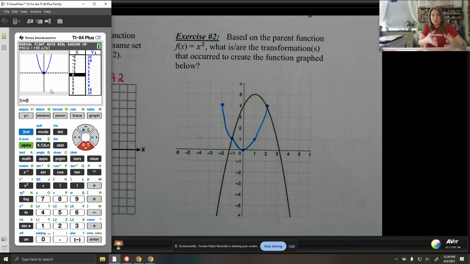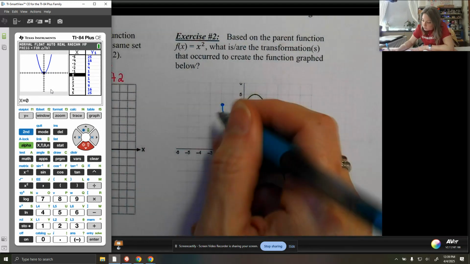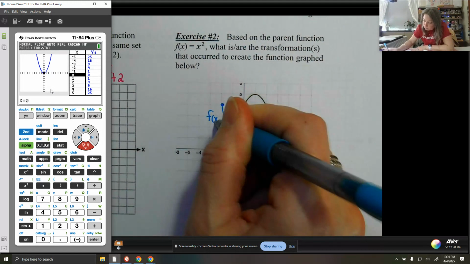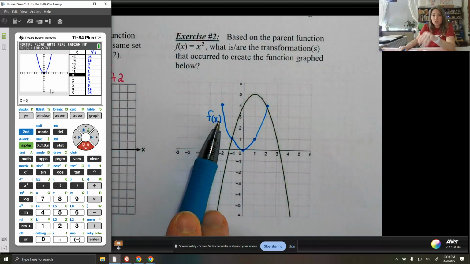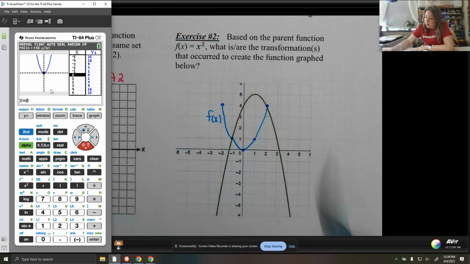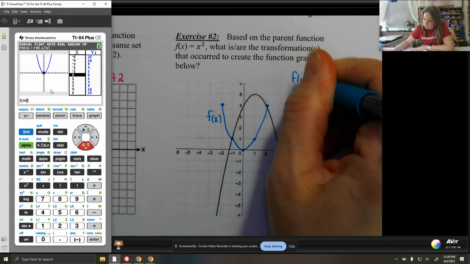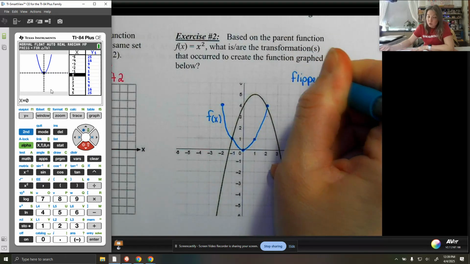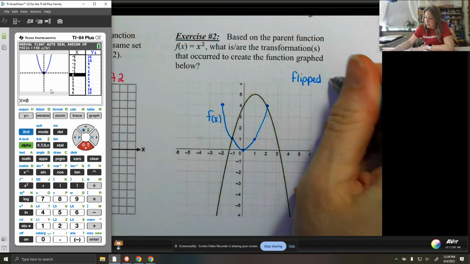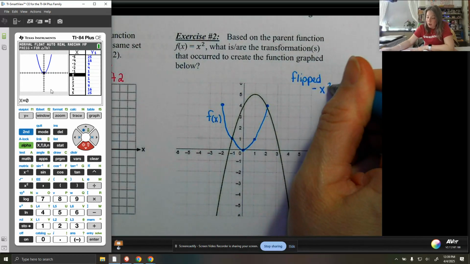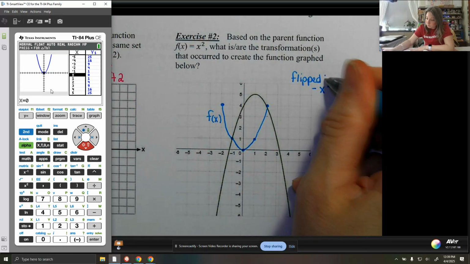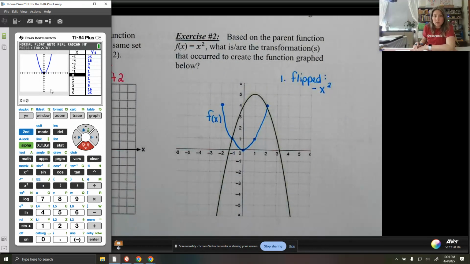How did this function change? This was f of x. So what changes were made? Well, the first change made is we flipped upside down. So that means we're going to have a negative x squared now. Okay, so that's the first thing. That's the big one that I notice.